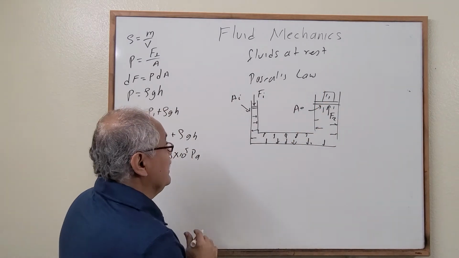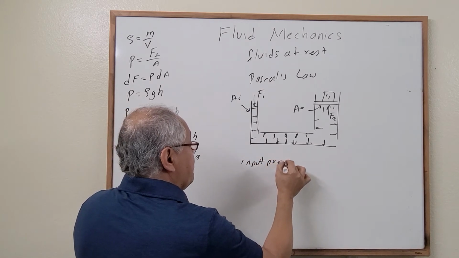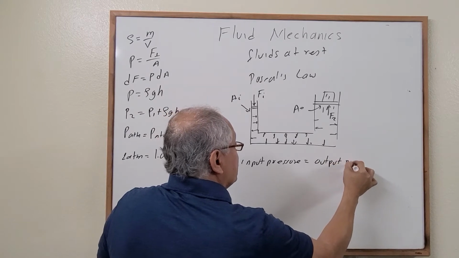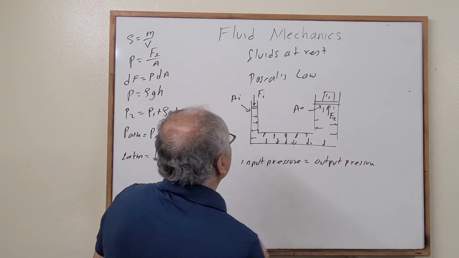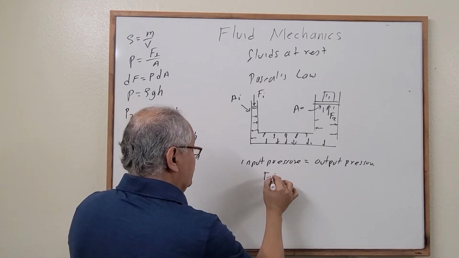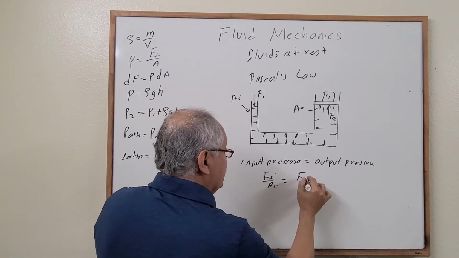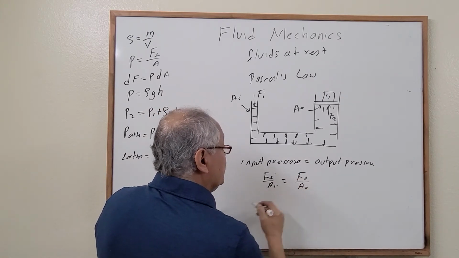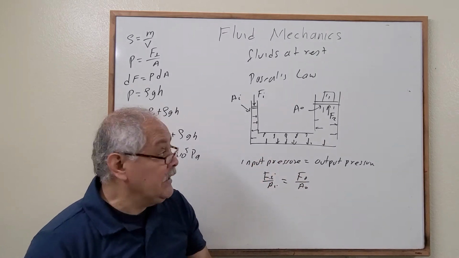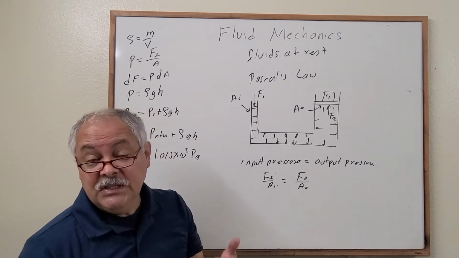So what does this mean? This principle says that input pressure is equal to output pressure. And what should the input pressure be? Input force over input area must be equal to output force over output area. Actually, this behaves as a simple machine. A simple machine is a machine that multiplies forces.